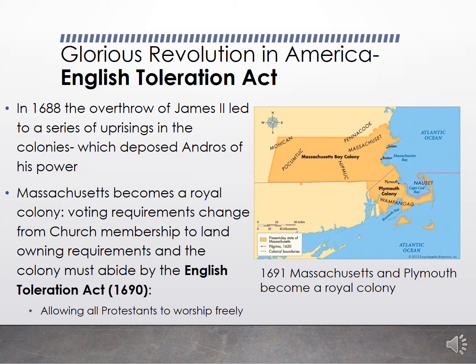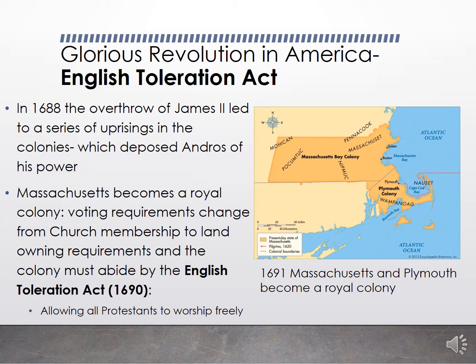So let's talk about how the Glorious Revolution is going to impact the American colonies, right? Because after all, this is an American history class, so we're going to focus on how it's impacting us, right? So in 1688, when King James II is overthrown by this bloodless coup, this will lead to a series of uprisings in the colonies that will lead to Andros, the guy that was in charge of the Dominion of New England. It will lead to his disposal. So he will basically be forced to step down.